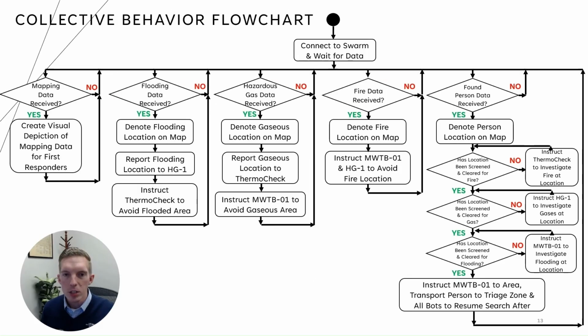As we proceed, you can see we have a collective behavior flow chart here. This is the hub connecting to the swarm and collecting data. We receive fire data from ThermoCheck, person data from all of them, mapping data from all of them, flooding data from MWTB01, and hazardous gaseous data from HG1. What happens is we create a visual depiction. We note the conditions and the location of these other conditions that could be dangerous. And if we find a person, we want to make sure that before I go there to save them with my MWTB01, there are no dangerous conditions.